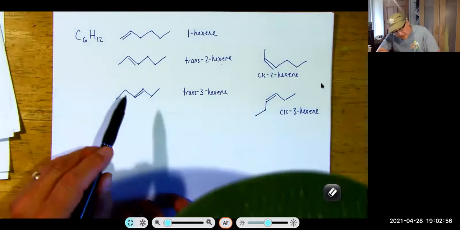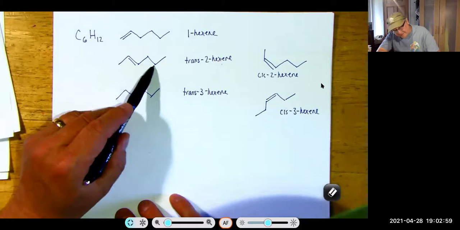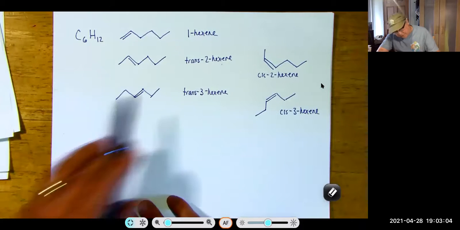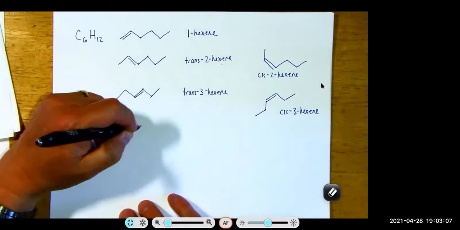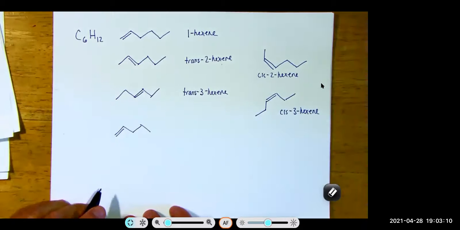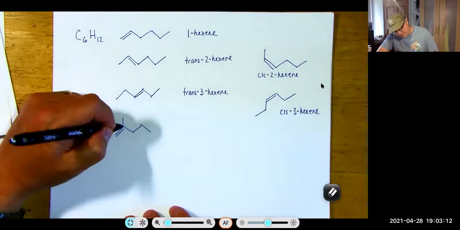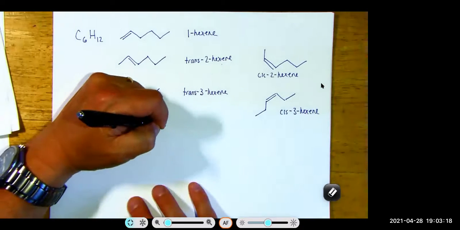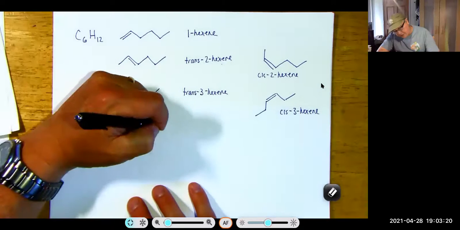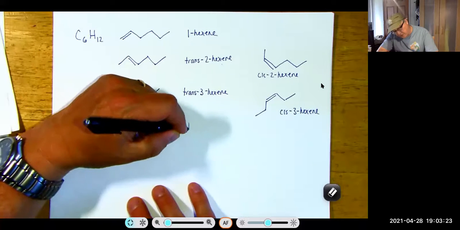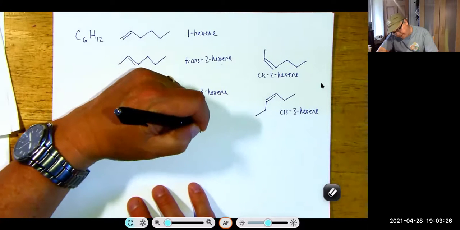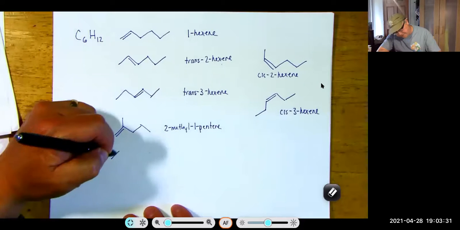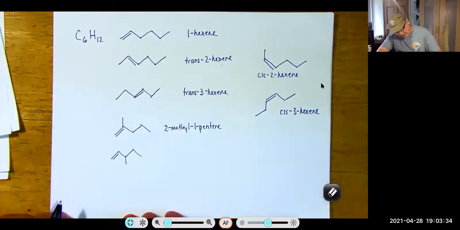And if we put the double bond here, then we've got another 2-hexene. So now that we've done all the sixers, what do we do? The 5s. The fivers. So what's this guy? 1-pentene. 2-methyl-1-pentene. I forgot the 2-methyl. And then there's this guy. And then there's this guy.